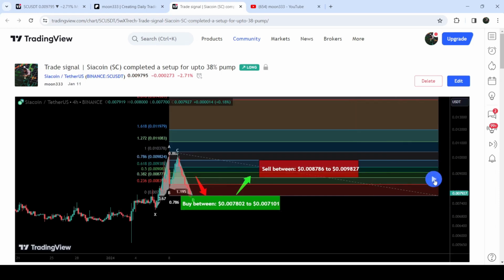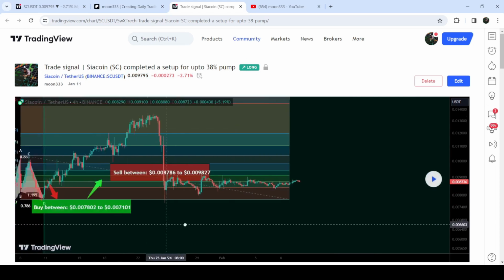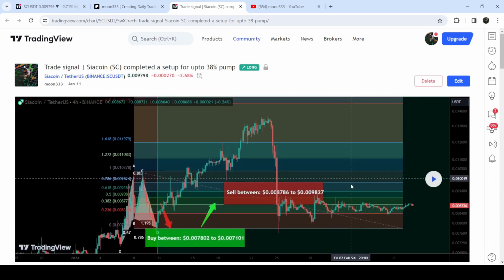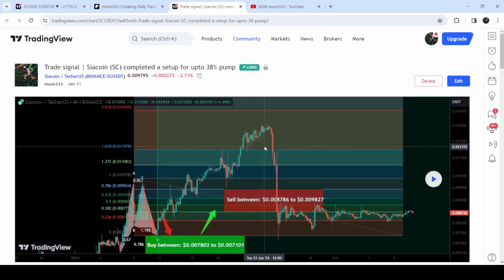And now if I play this chart, you can see that the price started a very nice and massive reversal from this buying zone and rallied beyond the sell target zone. And this was almost a 75% pump on this 4 hour time frame chart.